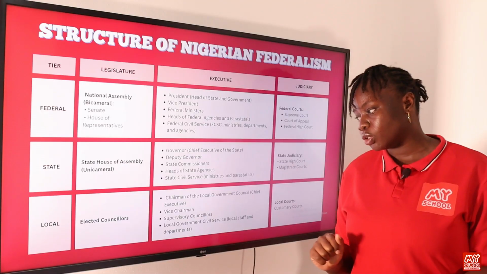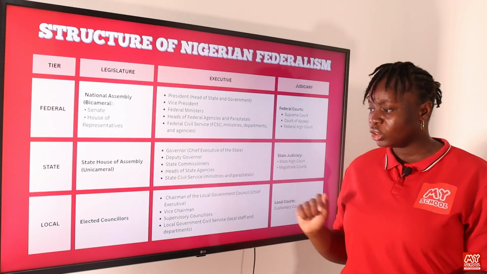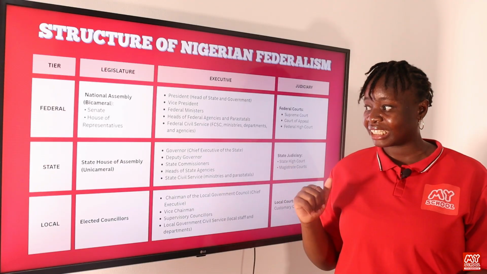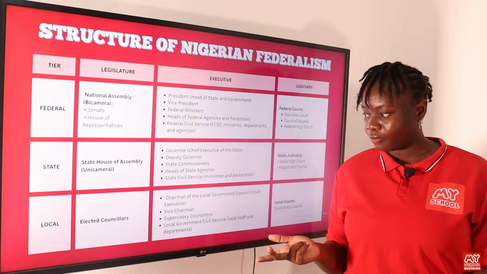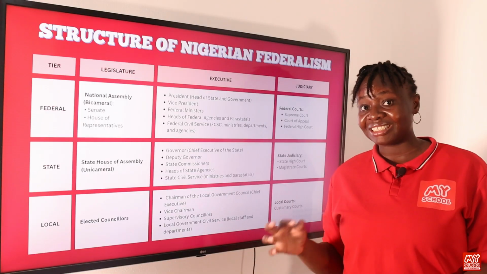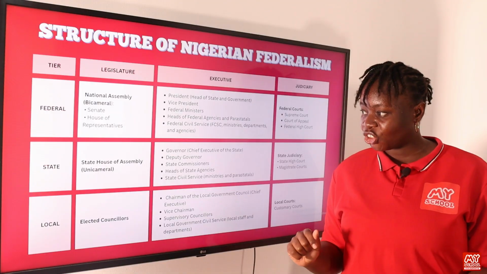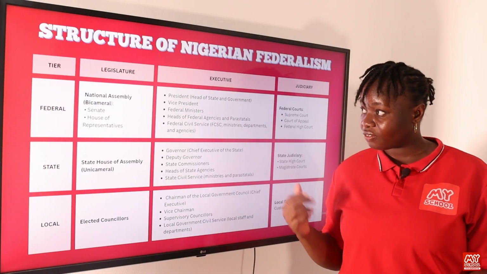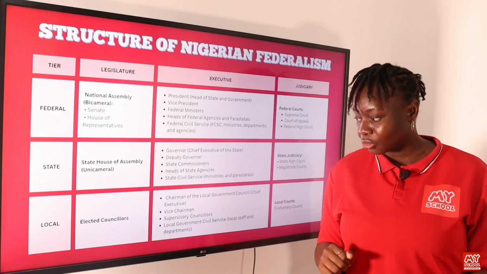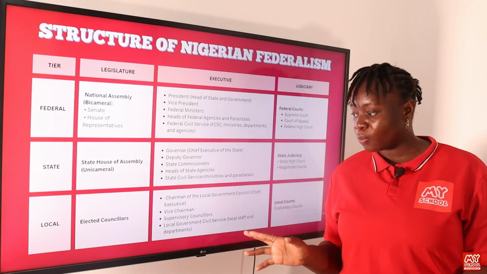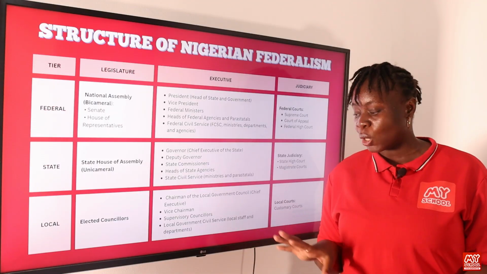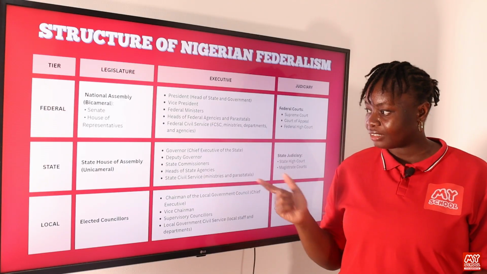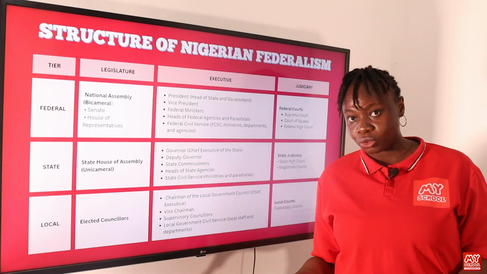Then we have the chairman of the local government council, who is a representative of the president at the federal level and the governor at the state level. So he's responsible for implementing policies within the local government. Then there's the vice chairman, who is just like the deputy governor and the vice president. Then we have supervisory councillors, who are responsible for heading the various departments within the local government. So they are representatives of the commissioners and the ministers at the local level.